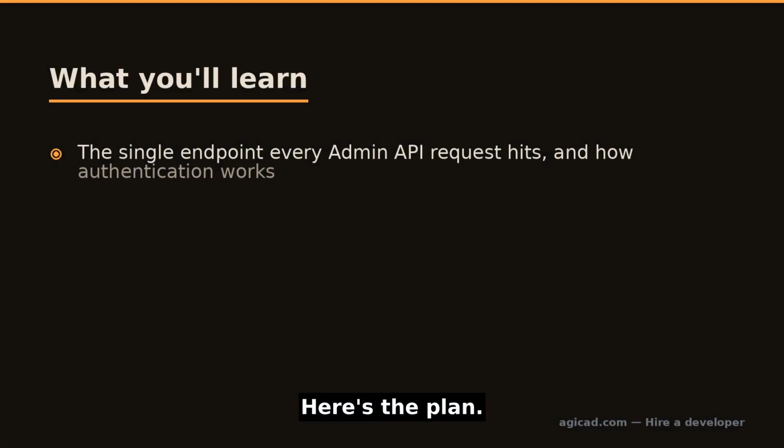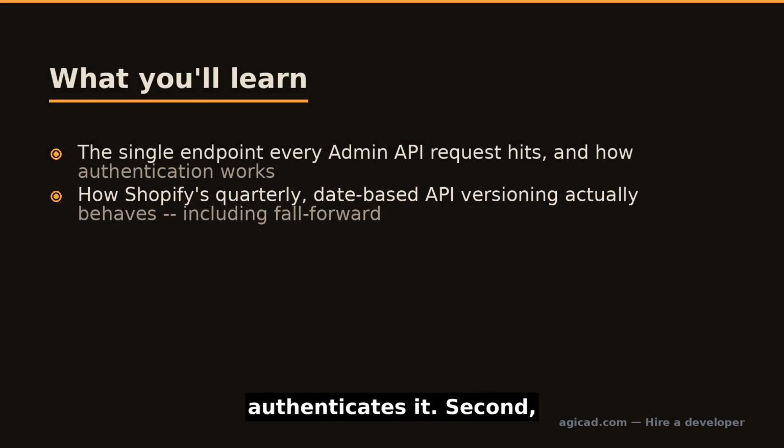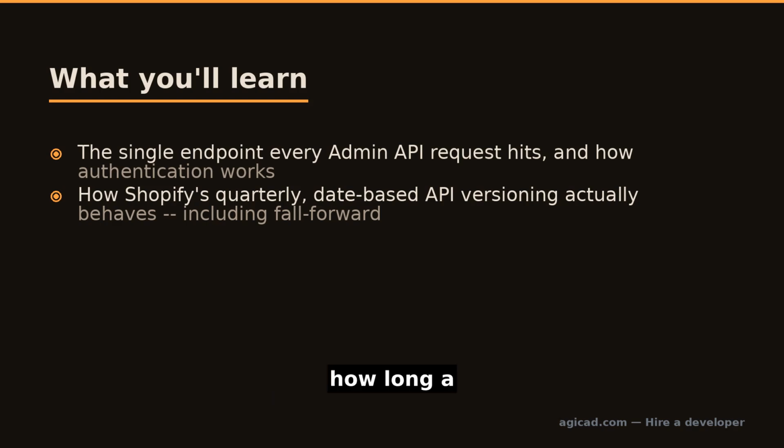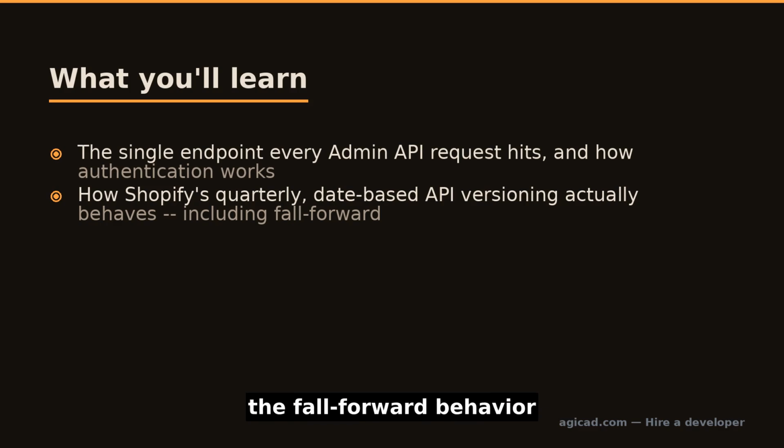Here's the plan. First, the single endpoint every admin API request hits, and the access token header that authenticates it. Second, Shopify's quarterly, date-based versioning scheme: how long a version lives, and the fall-forward behavior when yours expires.